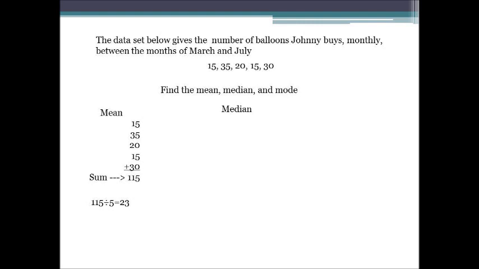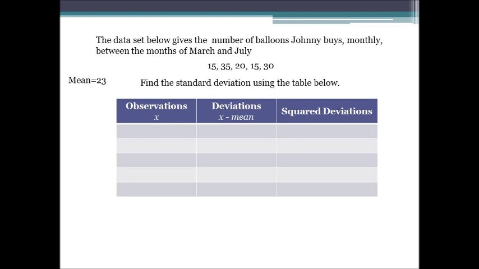Now for the median, you want to put all the numbers in numerical order and find the number that is in the middle of them. So that is 20. Now for the mode, that is the most often occurring number, and you can see that is 15.